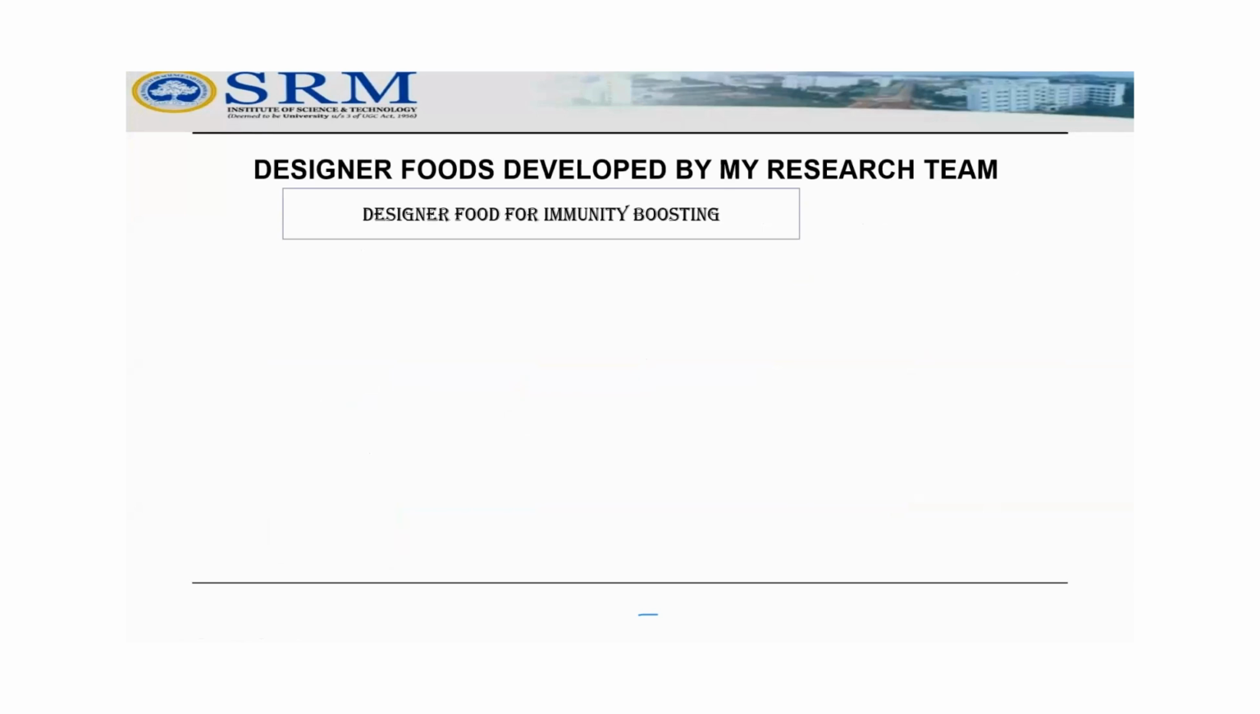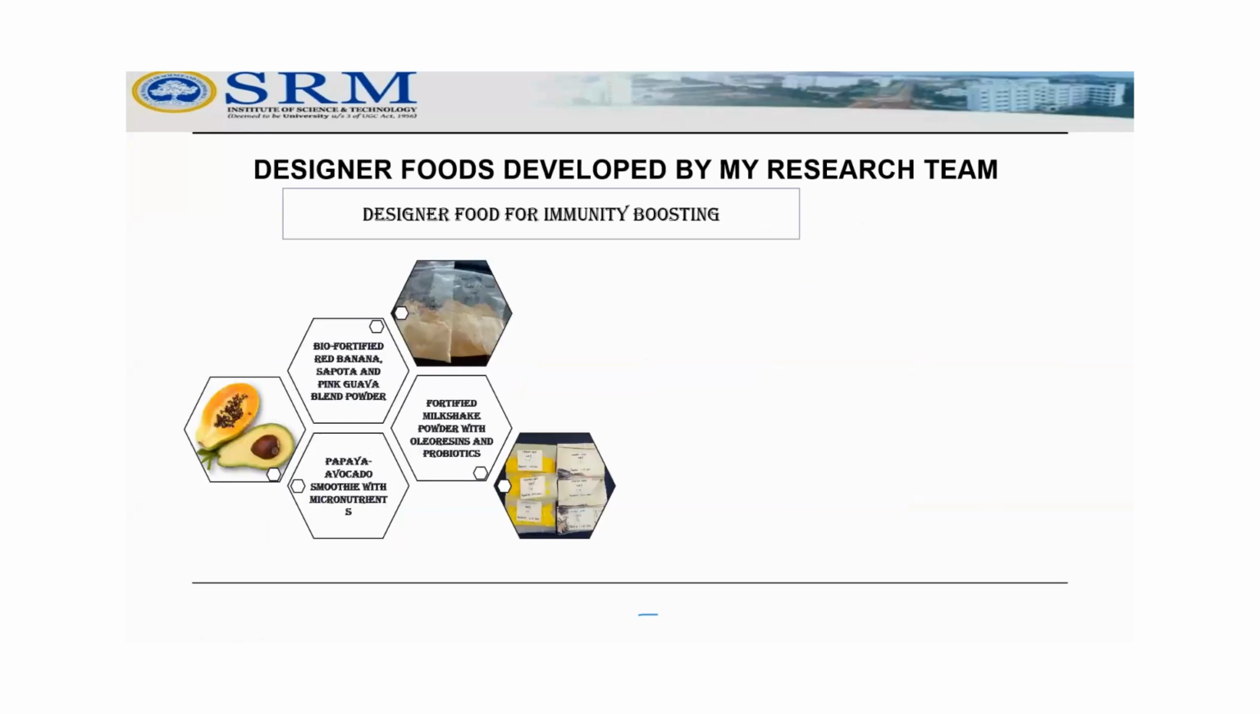Then another category, and some more products, are designer foods for immunity boosting. This is a powder. Here I have listed only one product. Other than that, I have a few more products in this category, like fortified milkshake powder with oleoresins and probiotics, also with added vitamin C from natural ingredients. Then this product is a regular health substance for regular activity.